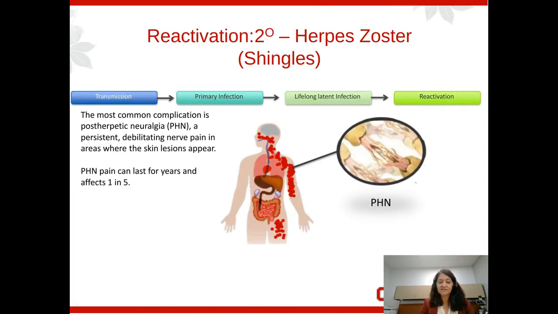So in terms of reactivation with post-herpetic neuralgia, this just shows you a little pictorial of how painful and debilitating nerve pain can be. That can last actually a few weeks to a year, 2 years actually, and can affect 1 in 5 individuals that have shingles. So it's something really important to keep in mind.